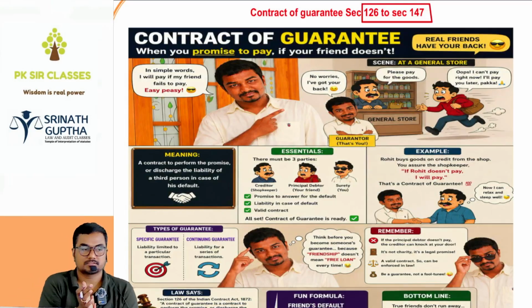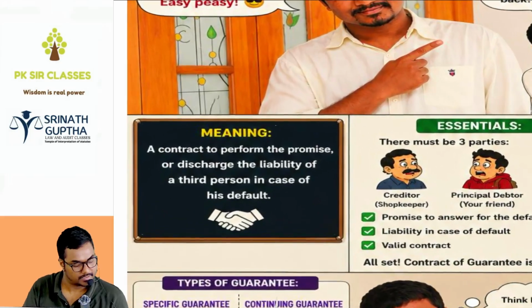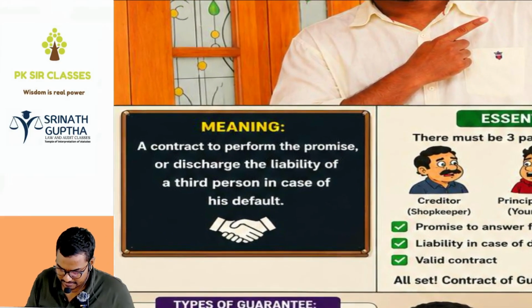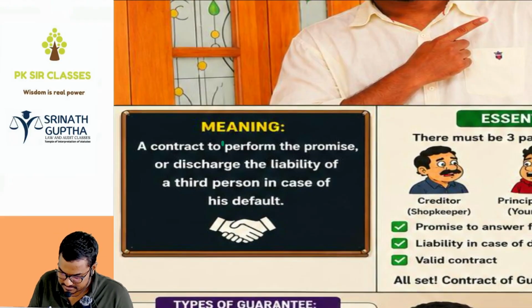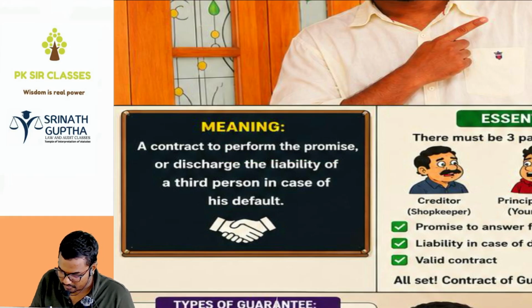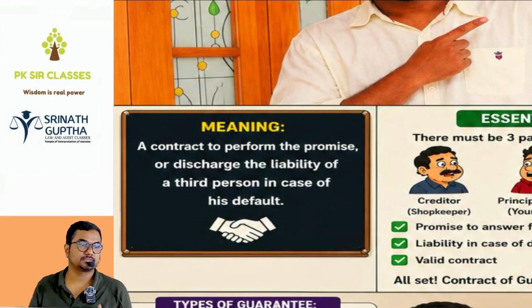Welcome back, sir. Let us start the revision of the contract of guarantee. So what is a contract of guarantee? A contract of guarantee is a contract to perform the promise or discharge the liability of a third party in case of the third party's default.